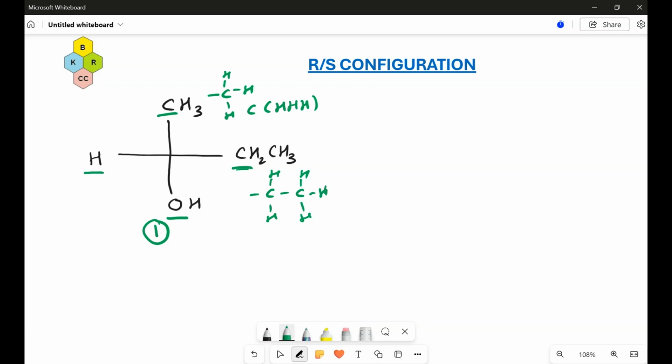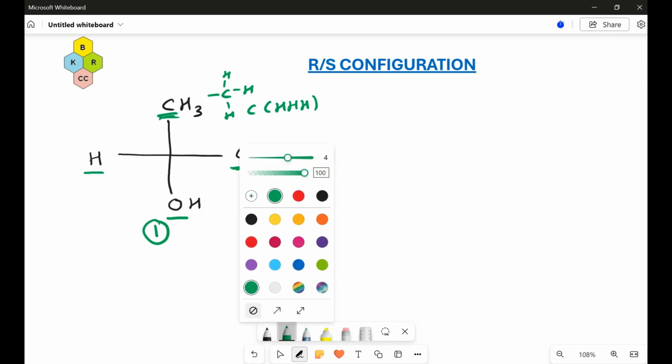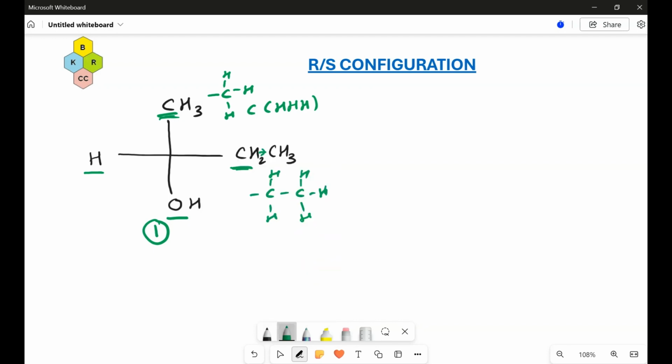So as I told, if you're not able to find the difference at the first point, go beyond into the bond and look for the first point of difference. So what do I find here? This carbon is attached to 3 hydrogens, whereas this carbon is attached to two hydrogen and one carbon. So I find the point of difference: hydrogen, hydrogen, hydrogen versus hydrogen, hydrogen, carbon. Now this gets the second priority and this gets the third priority.